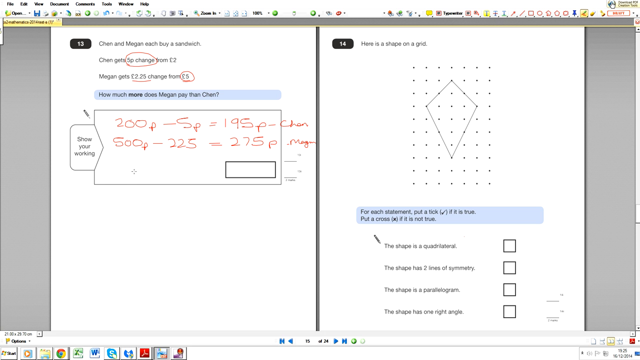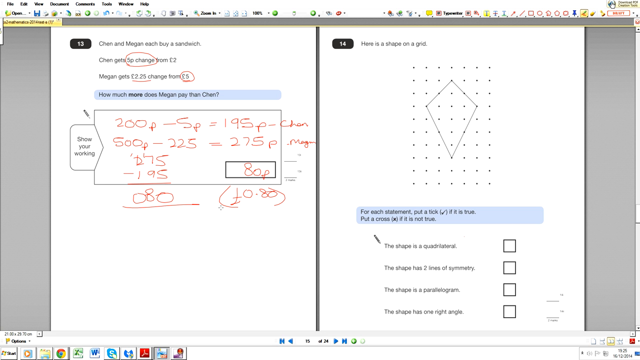Now what we need to do is work out how much more Megan pays than Chen. Next calculation is 275 minus 195. Take them away. So we have 7 take away 9. We can't do that, we have to borrow. Borrow 1, so 17 take away 9 is 8. So it's 80. We can write down here 80p, or we can write £0.80. Any one of those will be right.